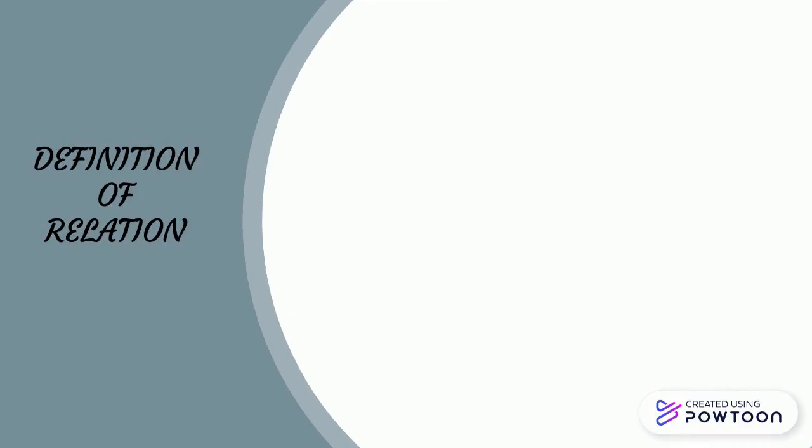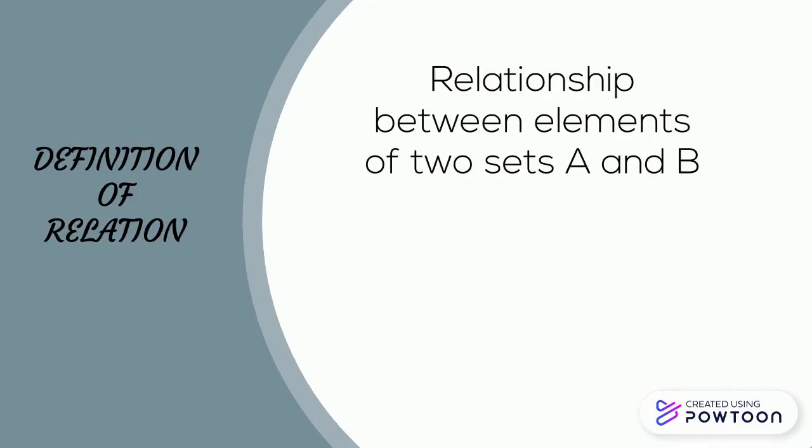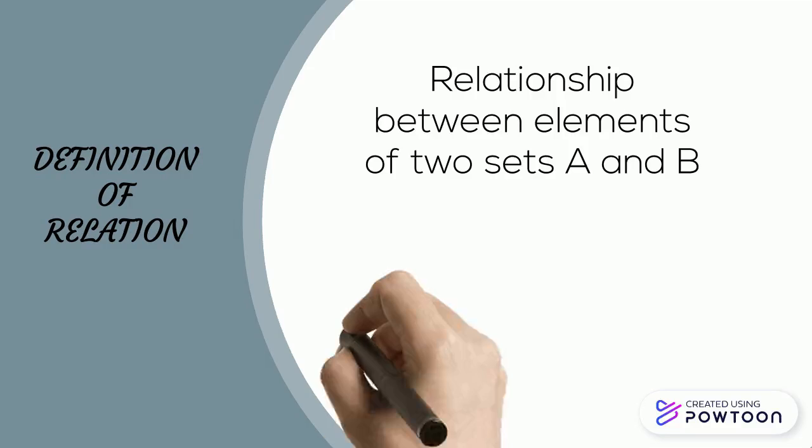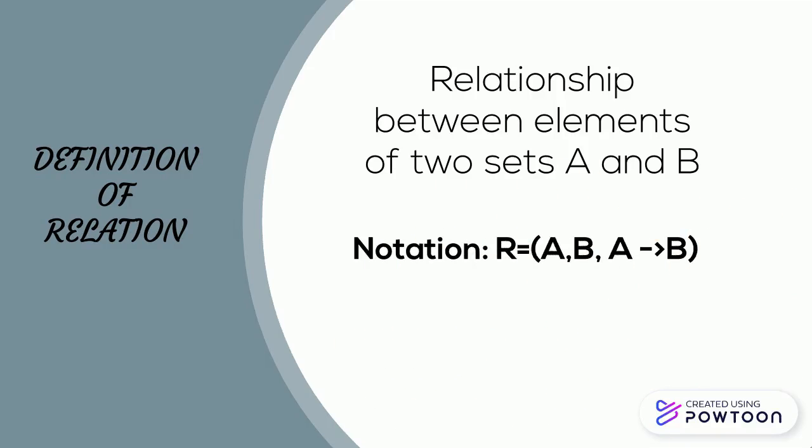Now let's look at the definition of relation. Relation is a relationship between the elements of two sets A and B. The notation of the relation is R equals to A × B, that is A implies B.